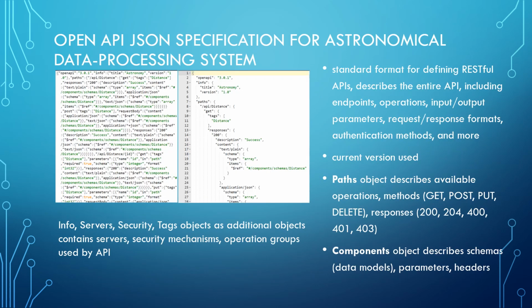Let's take a look at the OpenAPI specification closer to see how it works for the astronomical data processing system. On the slide, we can see the main elements of the specification. It contains the info object, paths, components, servers, security, and other tags. Probably a couple of important objects of this specification are paths, which describe available API operations, and components, which describe models and objects used by these endpoints and operations. Also, paths describe available supported methods like get, post, put, delete, and also responses supported by the endpoint, to check which statuses are expected by the client.